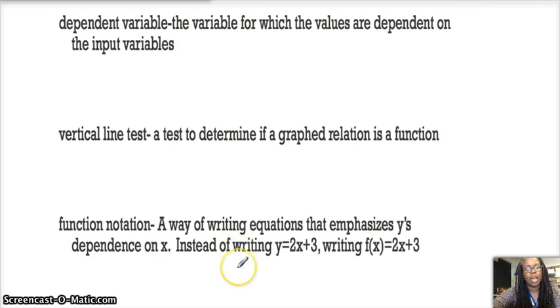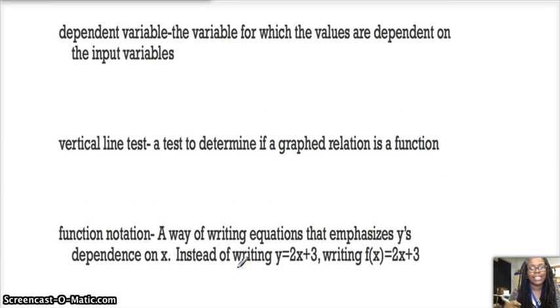The next word we're going to talk about is the vertical line test, and it is a test to determine if a graphed relation is a function. So here are two words that I'm hoping you guys remember, the word relation and function. And we're going to talk about them in a little bit more detail.